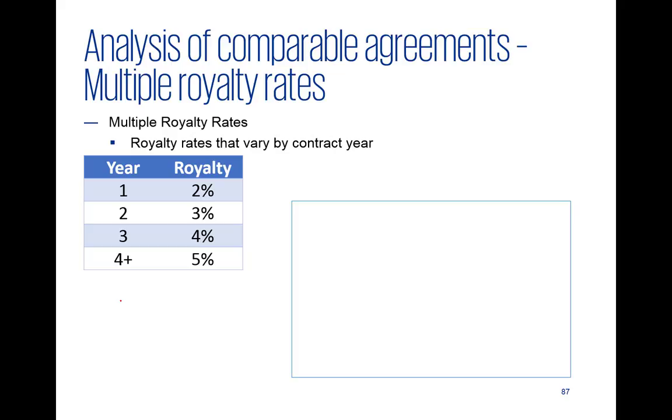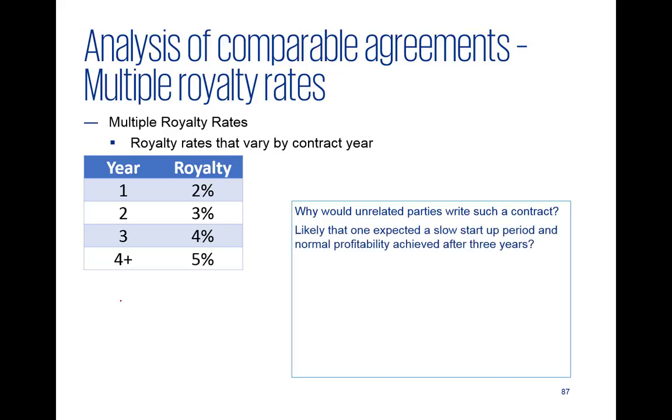So the royalty rate may say in year 1 you'll pay 2%, in year 2 3%, in year 3 4%, and then years 4 and later you're going to go to a 5% royalty. So a very set schedule on this. Again, why do unrelated parties write such a contract? Well, it's pretty reasonable. It may be that the party is expecting a slow startup period, and it's not going to have normal profitability from this for the first few years. It may have to invest heavily in using this new technology or trademark or whatever it is that you're licensing, and so they're not going to come up to full profitability on it for 3 years.